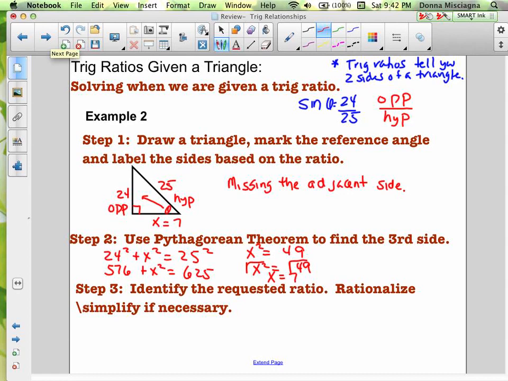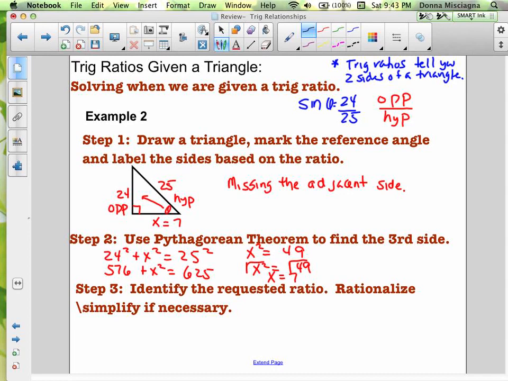And now we want to identify the requested ratio, rationalize, simplify if necessary. Now our requested ratio got erased when I erased the page. I remember to save the given ratio, but I forgot to save the requested ratio. So I'm just going to request it now, because it could be anything.